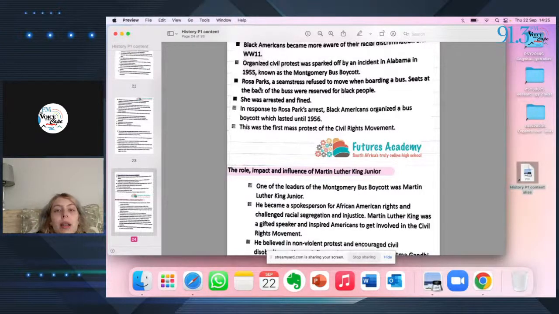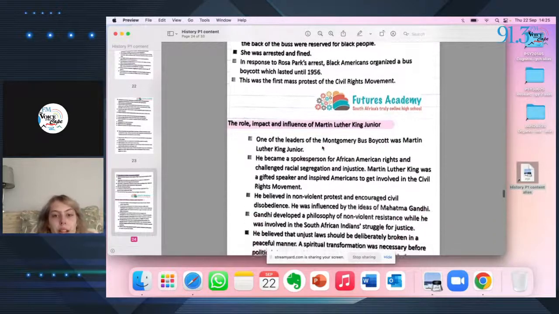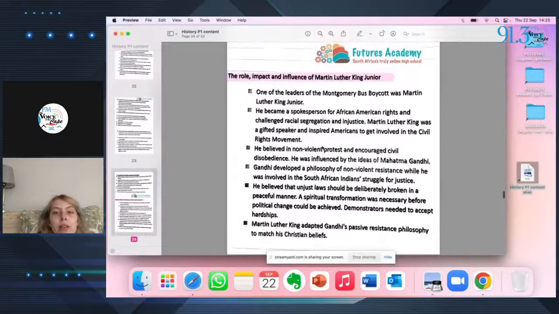Rosa Parks, a seamstress, refused to move when boarding a bus. Seats at the back of the bus were reserved for Black people. She was arrested and fined, and in response to Rosa Parks' arrest, Black Americans organized a bus boycott, which lasted until 1956, so a year. And this was the first mass protest of the civil rights movement. And of course, MLK, Martin Luther King Jr., a very important figure in the civil rights movement.